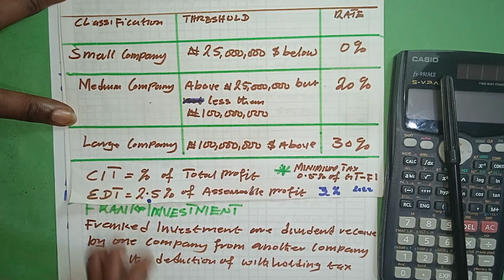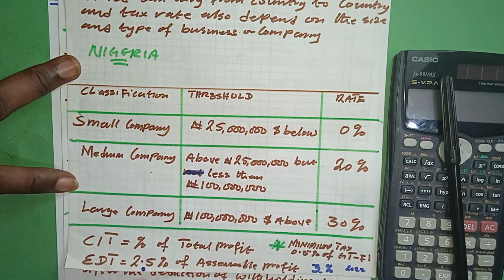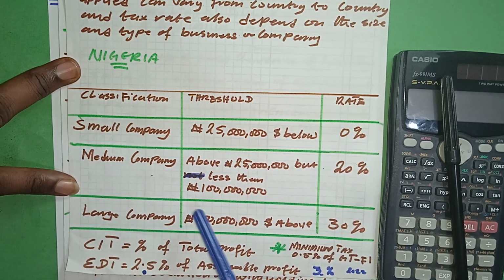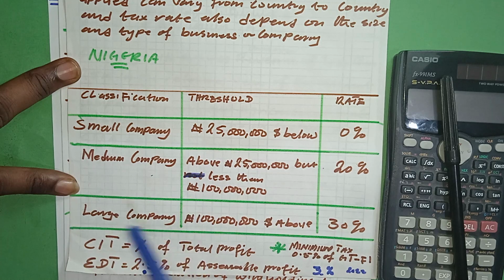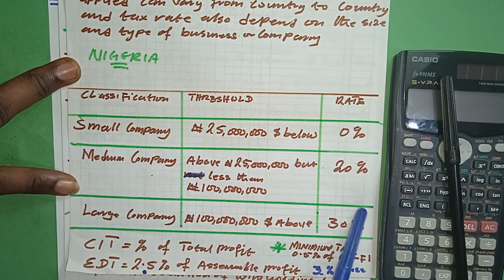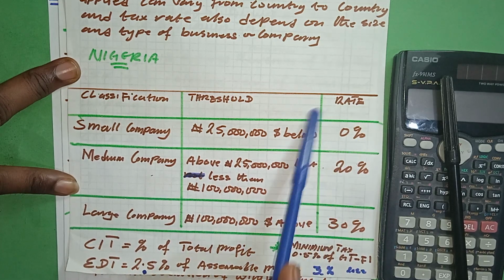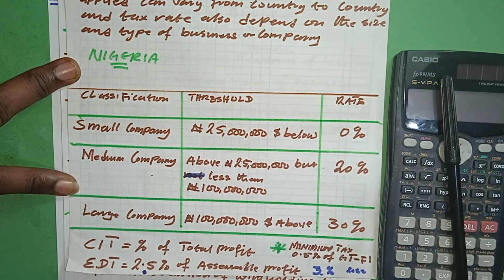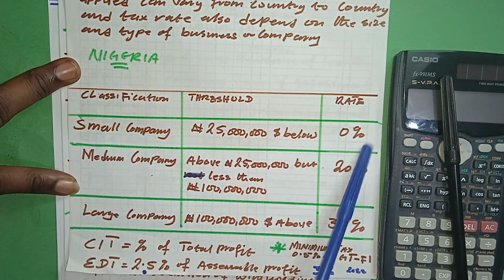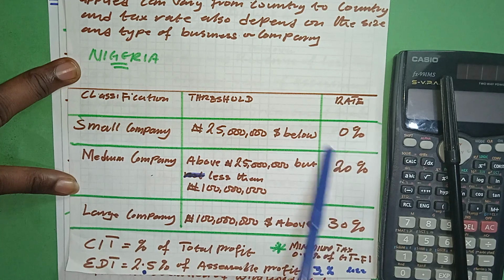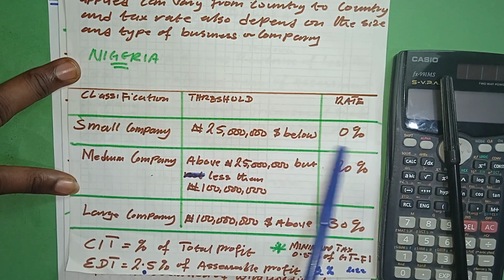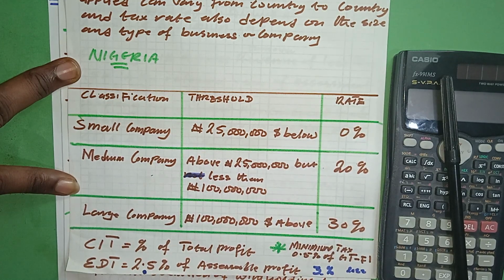Now the big company here, you must hit above 100 million, and above that you pay 30%. It's just a way of encouraging businesses, especially the small and the medium businesses, to grow. Now, when you are into a business and your turnover for the year is about 15 million naira, they say, okay, since you've hit 15 million naira, compute your tax. But the tax authority, the FIRS, will not charge you any amount of money. Why? Because we want you to grow in your business.